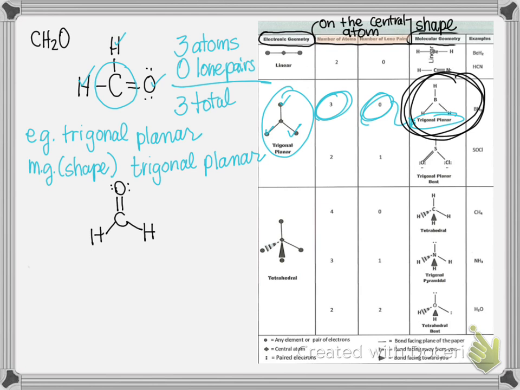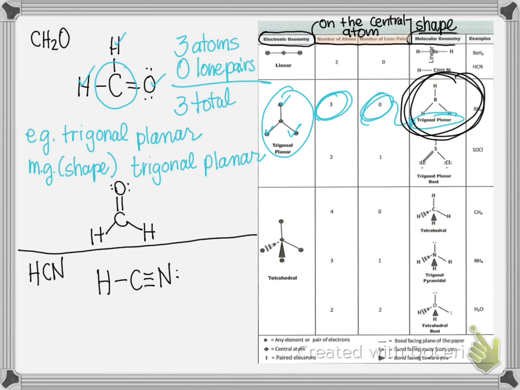I want to do one more, and yeah, so I was just trying to think. I was going to do HCN. I have one more after this that I want to do because I want to do another one with lone pairs on the middle. So HCN, and we came up with the Lewis structure in a previous video that looked like this.